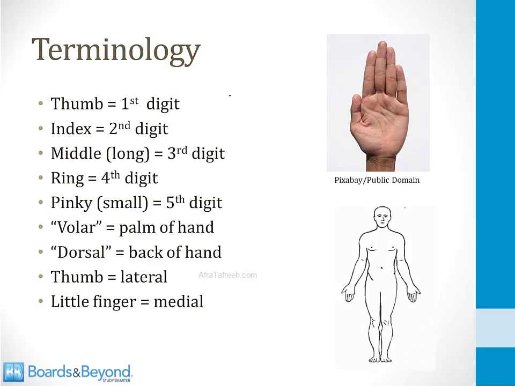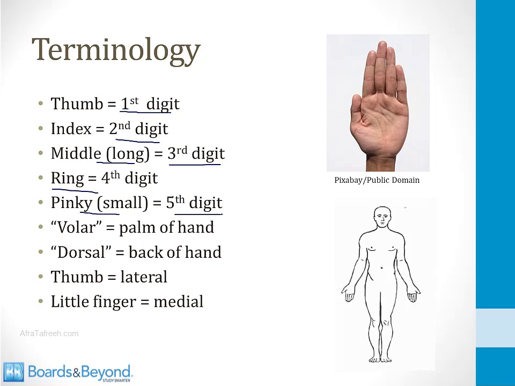Let's start by reviewing some important terminology about the hand. You need to know this terminology because in board questions they will often describe a lesion but not show it in a picture. So the thumb is the first digit, the index finger is the second digit, the middle or longest finger is the third digit, the fourth digit is also called the ring finger, and then finally the pinky or small finger is called the fifth digit.